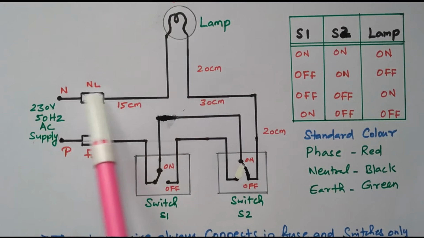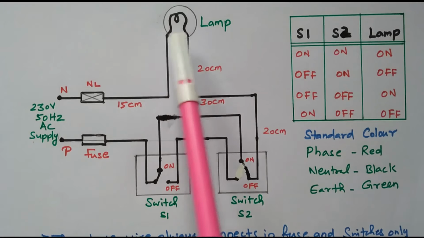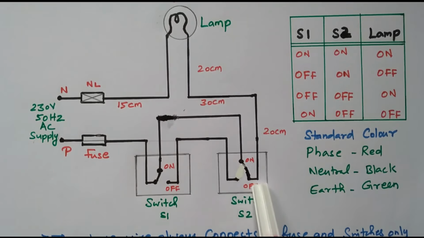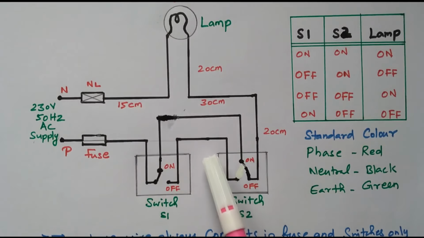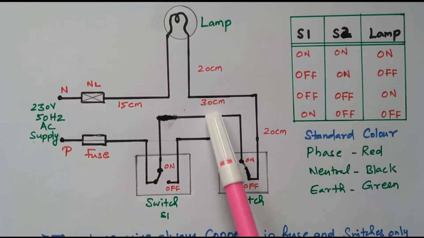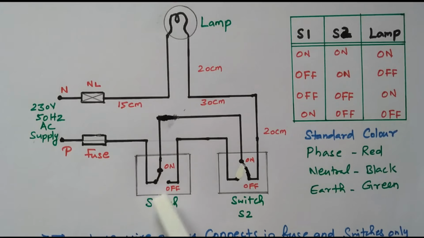So we need to run one wire connecting the lamp to terminal 3 of S2. Another wire connecting terminal 3 of switch S1 to terminal 1 of switch S2. Another wire connecting terminal 2 of S1 and S2. Another wire connecting the phase to terminal 1 of S1. Right? So there are 4 wires we need to run: neutral, this wire, this central wire, and this phase wire. The upward direction is the on condition, downward means off condition.